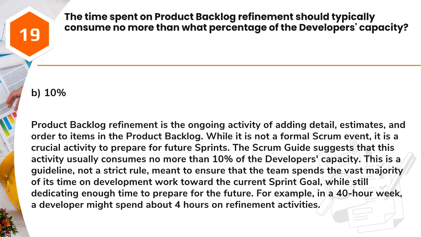This is a guideline, not a strict rule, meant to ensure that the team spends the vast majority of its time on development work toward the current sprint goal, while still dedicating enough time to prepare for the future. For example, in a 40-hour week, a developer might spend about 4 hours on refinement activities.